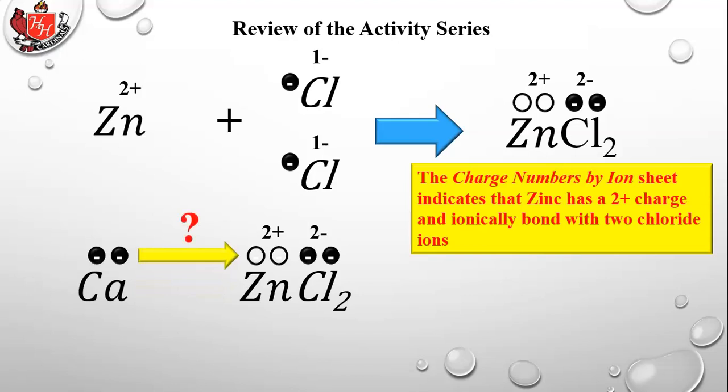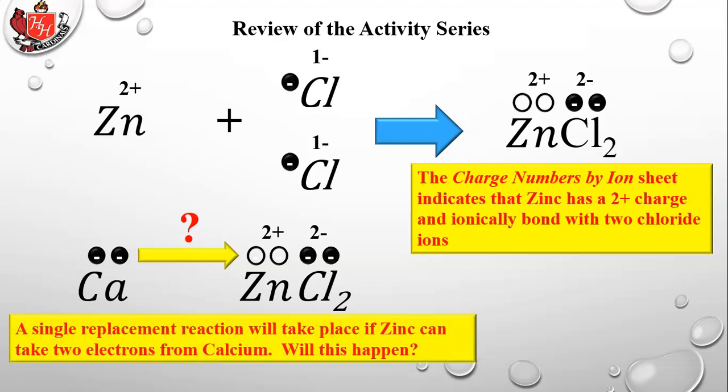So the question is, if you have zinc chloride and calcium, will those 2 electrons in calcium be passed over to zinc? Is zinc strong enough? We know it's not strong enough to take them back from chloride. They were just taken away by chloride. Chloride is stronger. But is zinc strong enough to take those 2 electrons away from calcium? So that's the question. A single replacement reaction will take place if zinc can take 2 electrons from calcium. And will this happen?